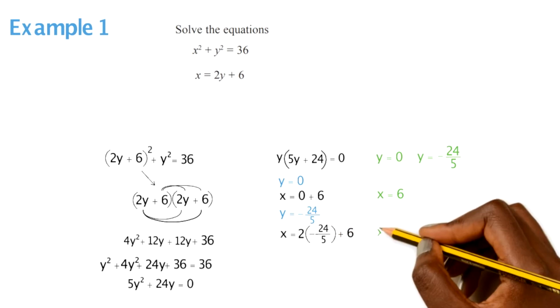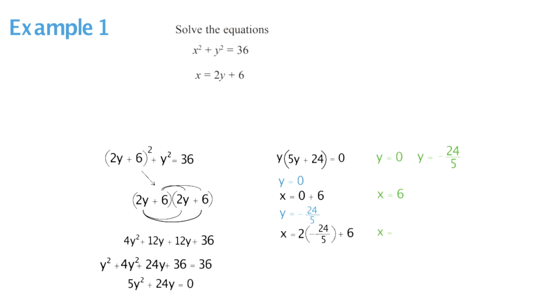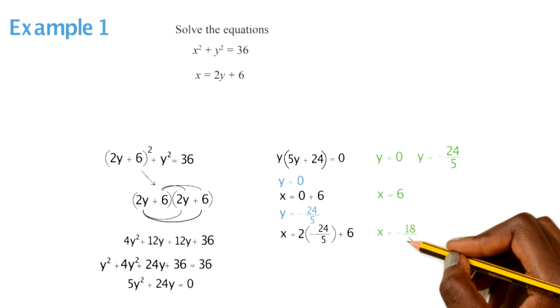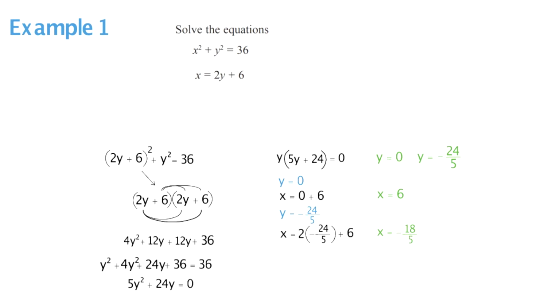So for those of you that got it right, the answer would be x is equal to minus 18 over 5. So well done for those of you that got that right.